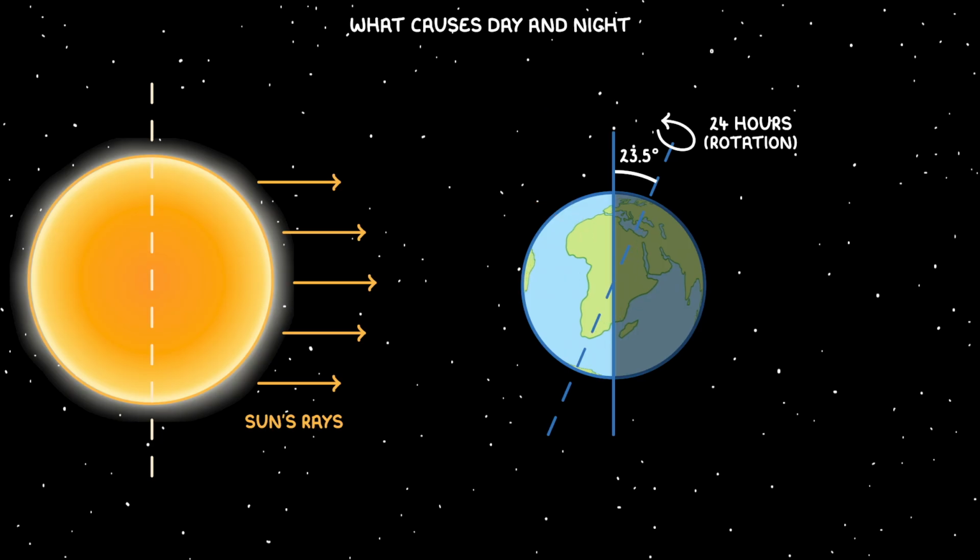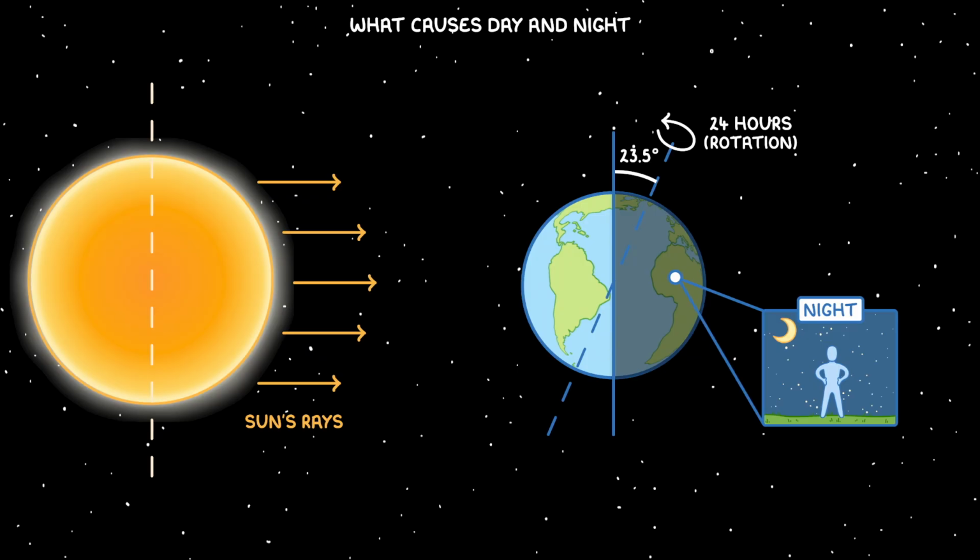But then, when the Earth is spun around so that our part is facing away from the Sun, it would then be night for us. This is because we're shaded from the Sun and none of the Sun's rays are reaching us, making it dark and cool.